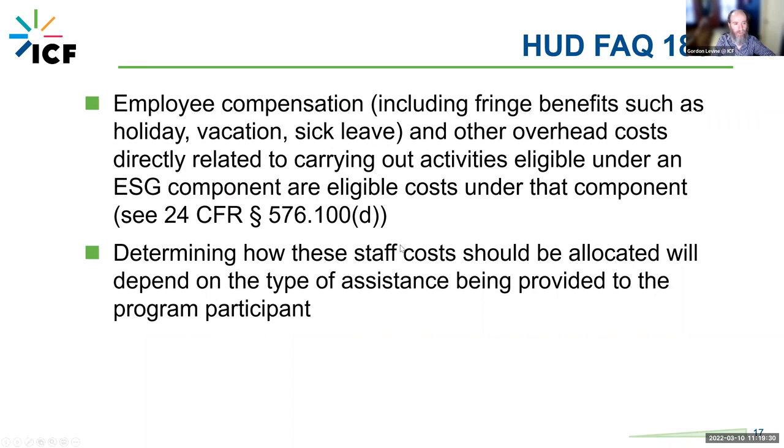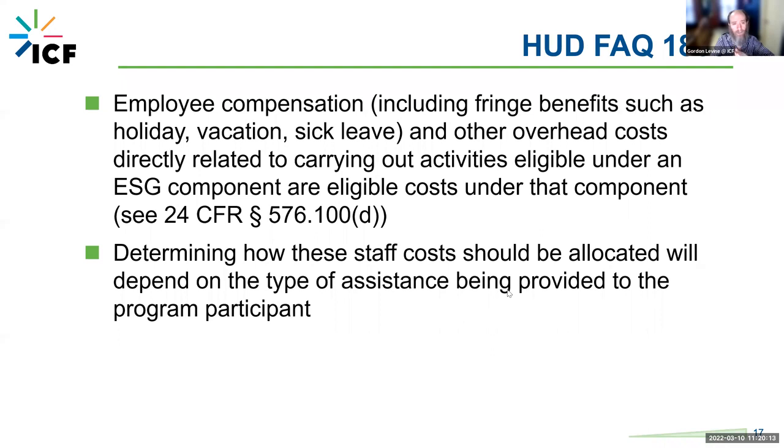All right, employee compensation and other overhead costs that are directly related to carrying out activities eligible under ESG are eligible costs under the relevant component. I'm going to say that again because this is critically important, and not having your arms around this one will cause trips. Employee compensation, so salary, fringe, and other overhead costs, desks, office space, the things that you would need to make the program go, that are directly related to carrying out activities that are eligible under ESG.